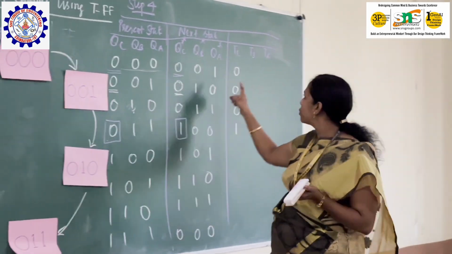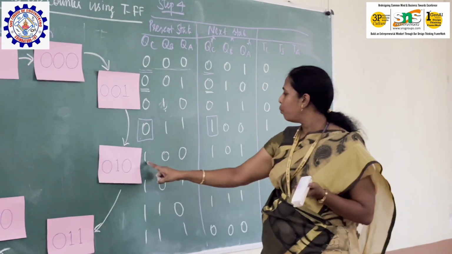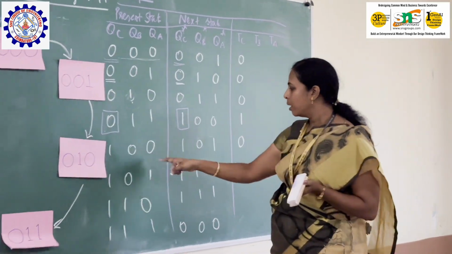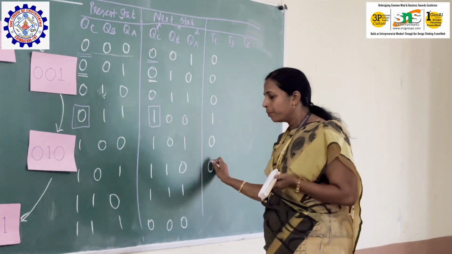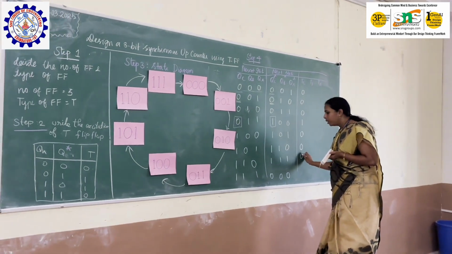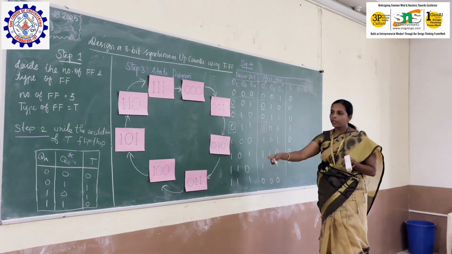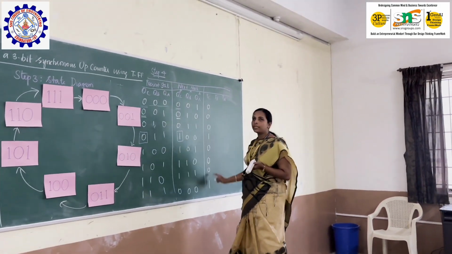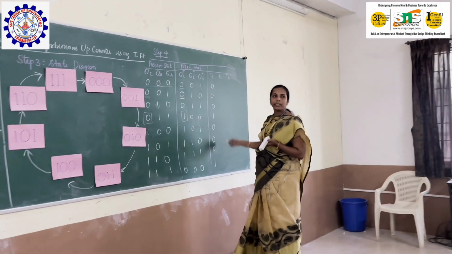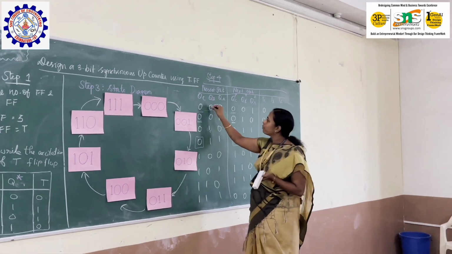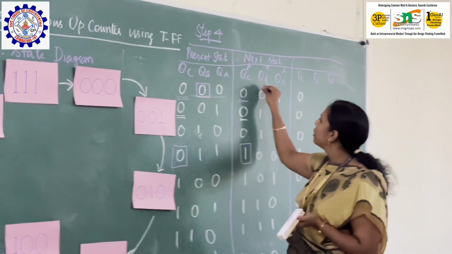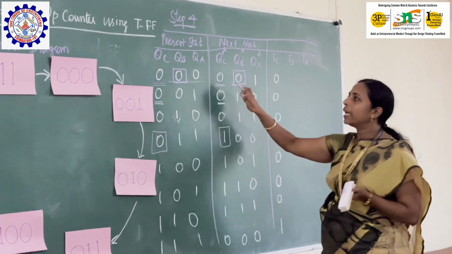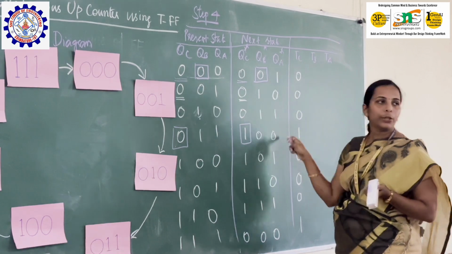Similarly, we have to fill all the other values. If it is 1 and 1, then the value is 0. Again 1 and 1, it is 0. Again 1 and 1, it is 0. If it is 1 and 0, what is the value? 1. So I fill for TC. Similarly, I have to fill for TB and TA. For TB, you have to consider QB and QB star. For TA, you have to consider QA and QA star.